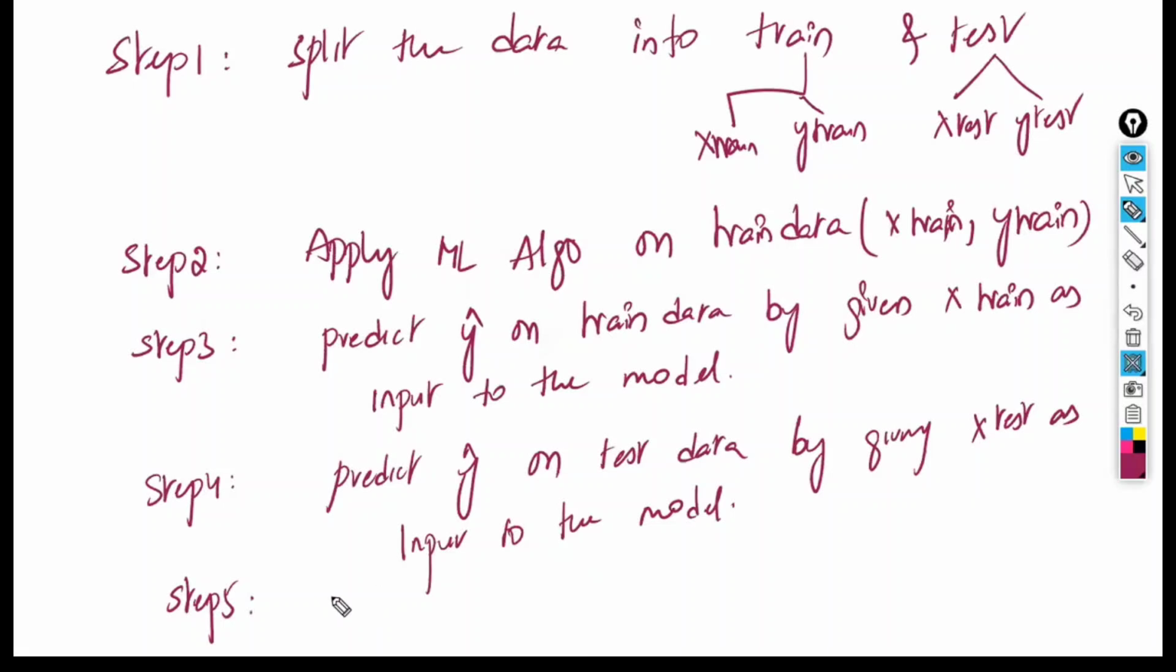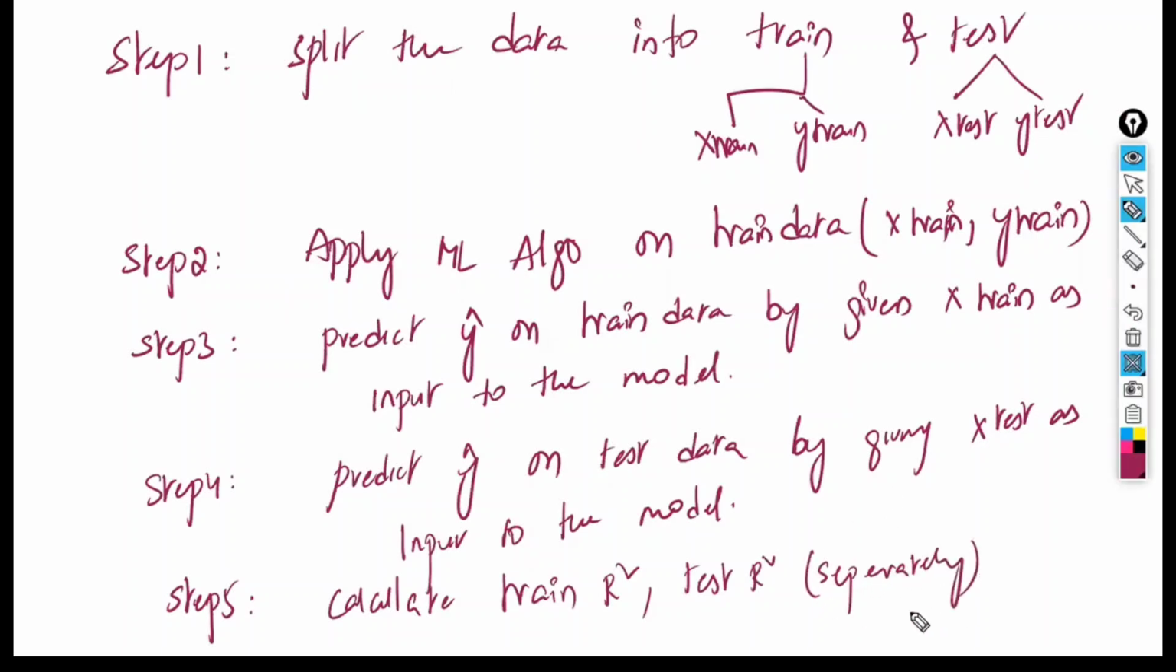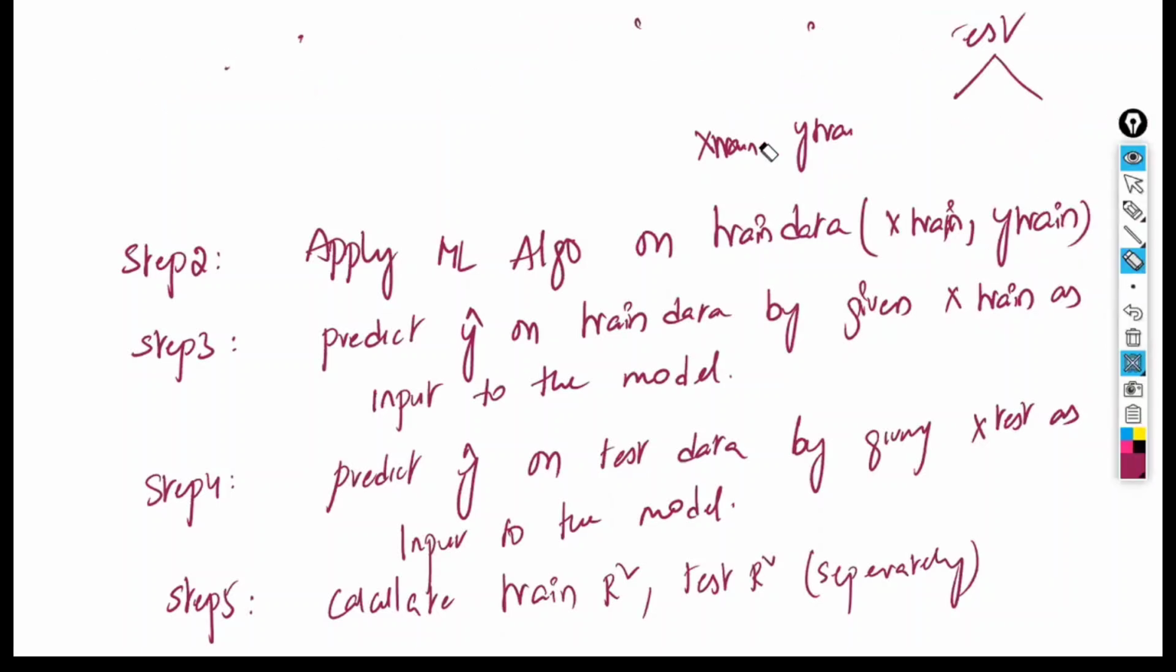Next, step number 5. Calculate train R square and test R square separately. Each of them separately calculate. So calculate train R square separately, test R square separately. Once both of them are calculated, now next step number 6.